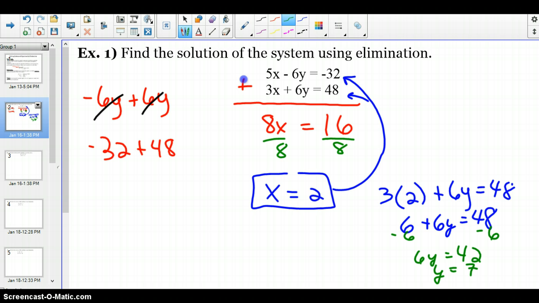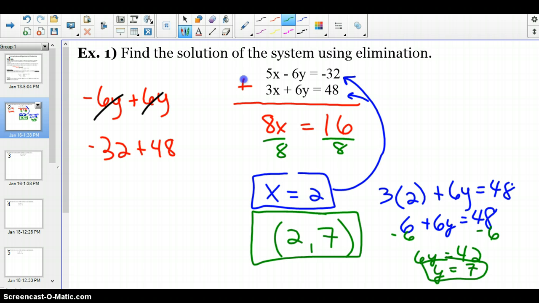Okay? So write your solution as an ordered pair. In our case, this would be 2, 7. And if you have time, I would always check your work. Take that solution, plug it back into both equations, and make sure that it works. So it's a pretty nifty method. It saves you a lot of time sometimes. So let's look at another example.